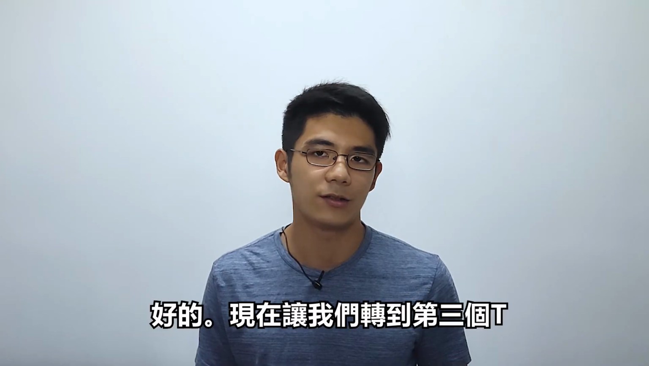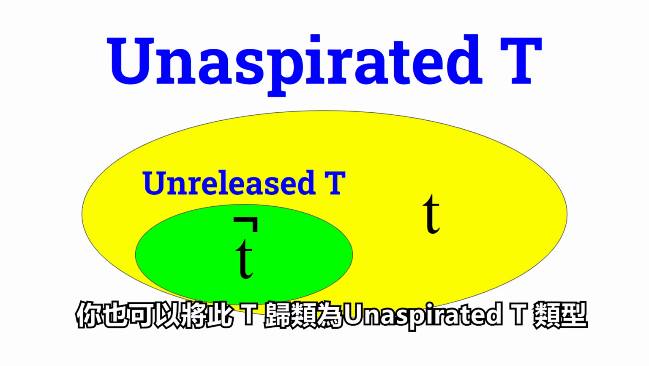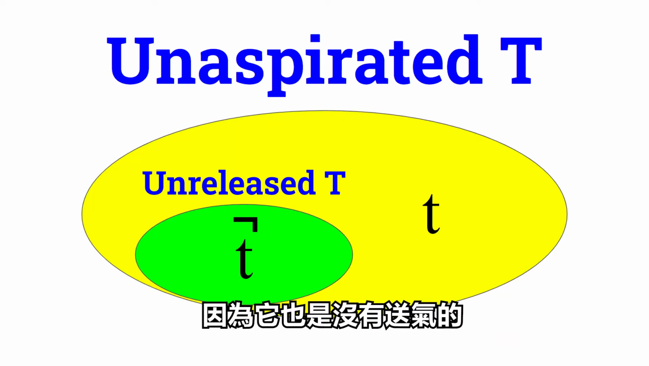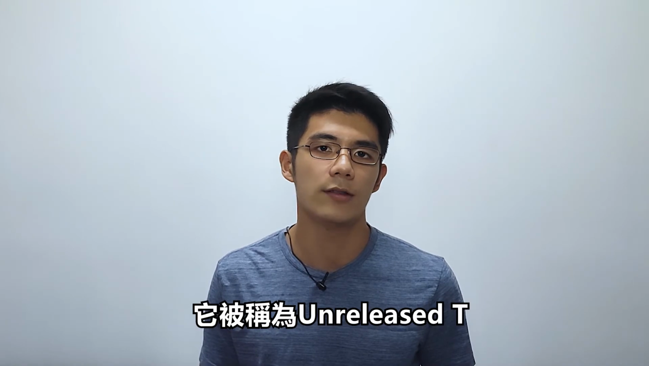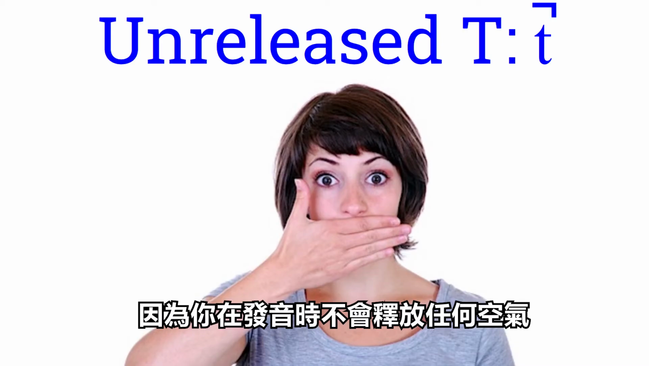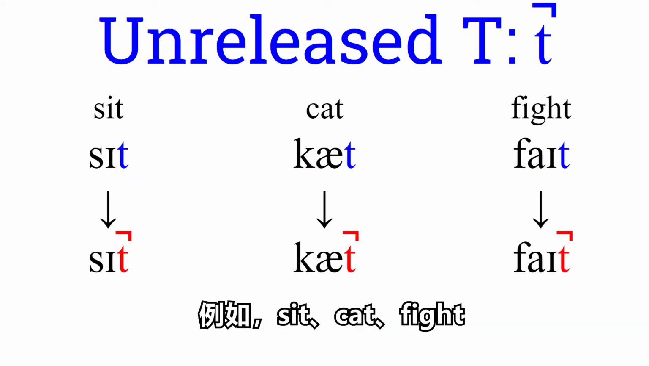Okay, now let's go to the third T, the unreleased T. You may categorize this T as a type of unaspirated T as well, since it's also not aspirated. But I'm gonna separate it out in this video. It's called the unreleased T because you don't release any air while pronouncing it. It occurs when the T is the last sound of the syllable. For example, sit, cat, fight.